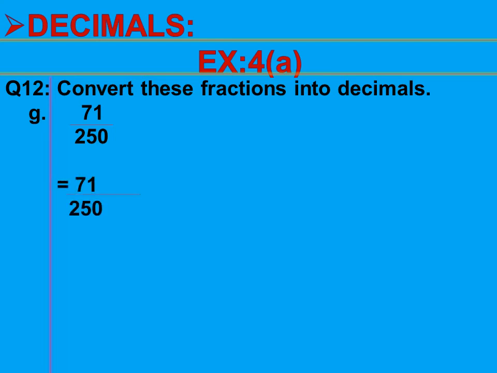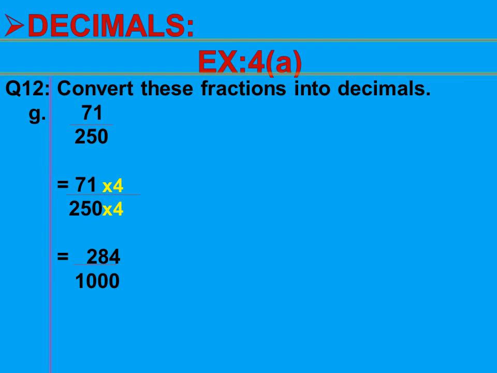Now let's see to which number we will multiply. Yes, dear students, when we multiply it with 4, we will get the answer 1000, which is a multiple of 10. At the same time, we will multiply the numerator with 4. After multiplication, we will get 284 divided by 1000.